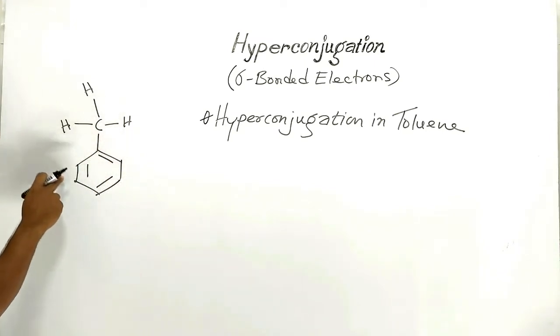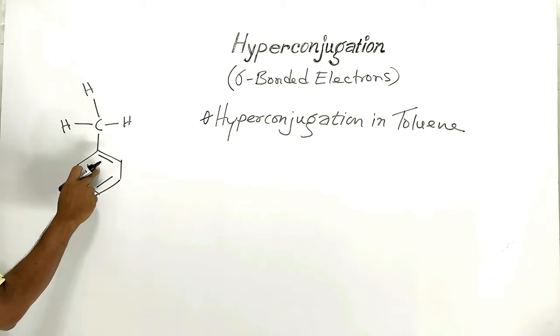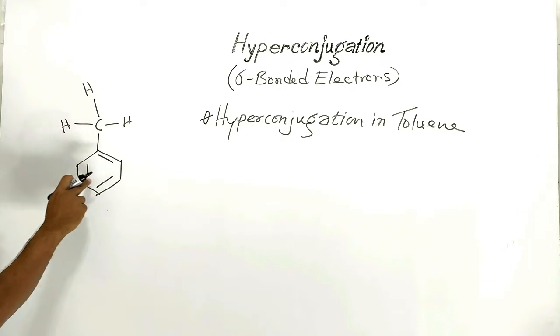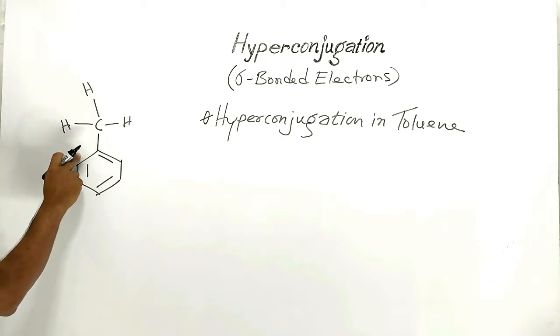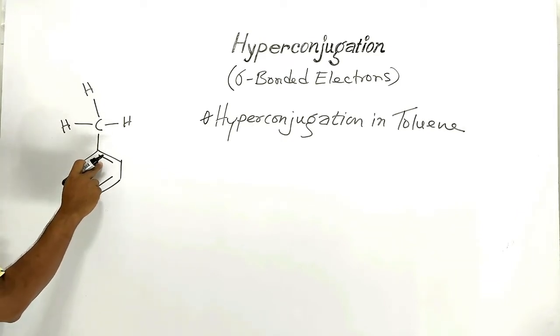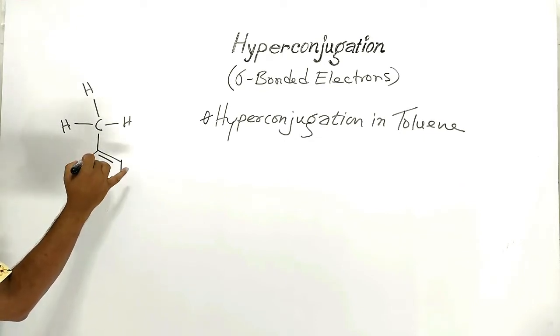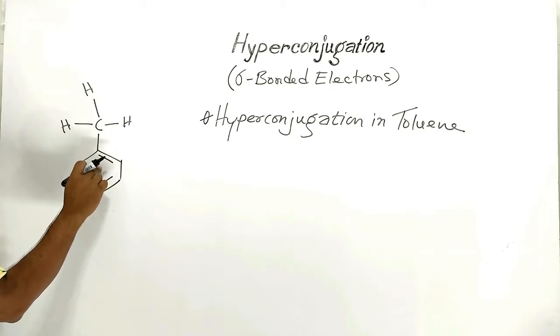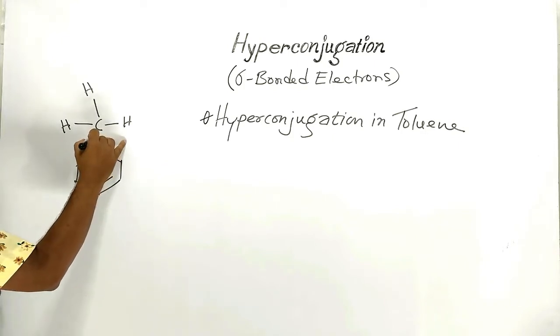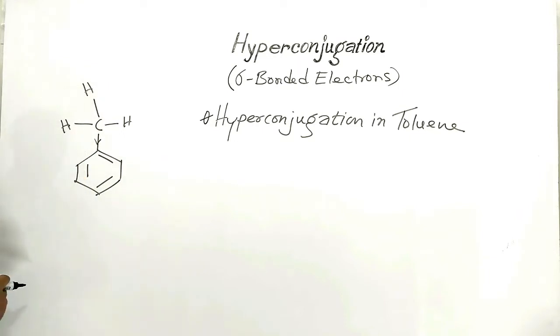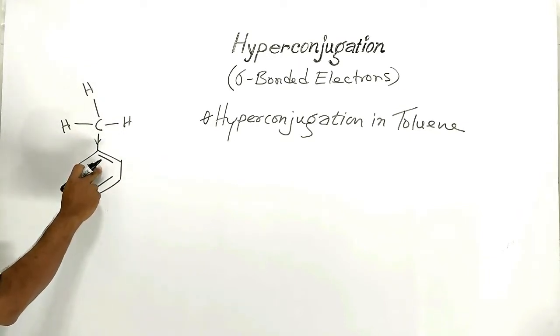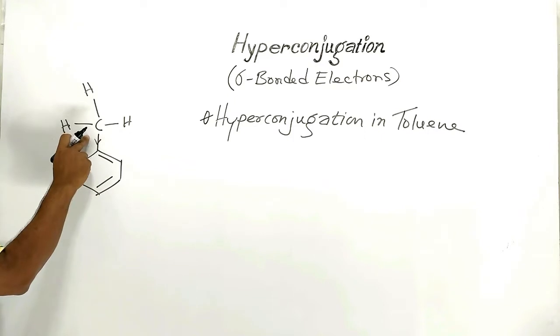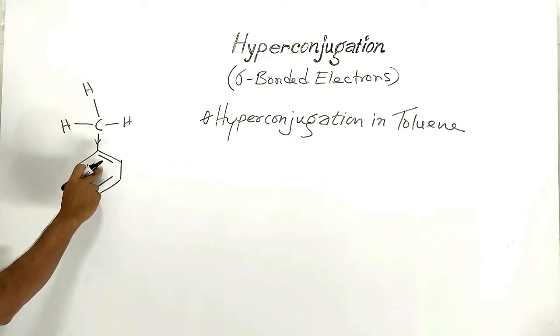We know that in the benzene ring, these pi bonds continuously change their positions. That is, these pi bonded electrons move continuously inside the benzene ring. Because of the continuous movement, the phenyl group achieves electron withdrawing nature. Because of this nature, hyperconjugation happens in toluene, because of the electron withdrawing nature of the phenyl group.